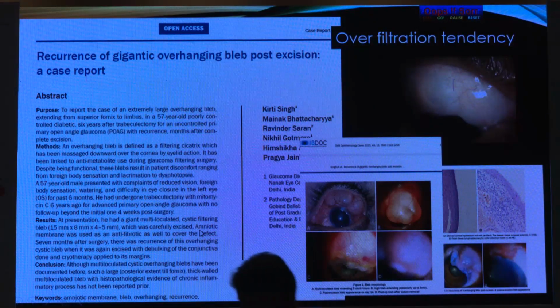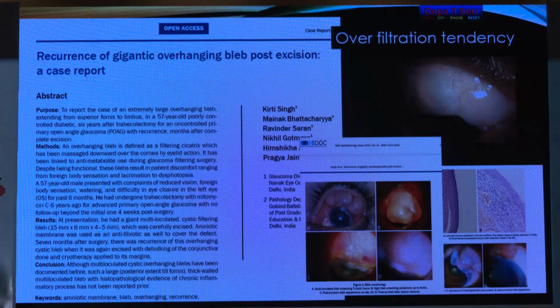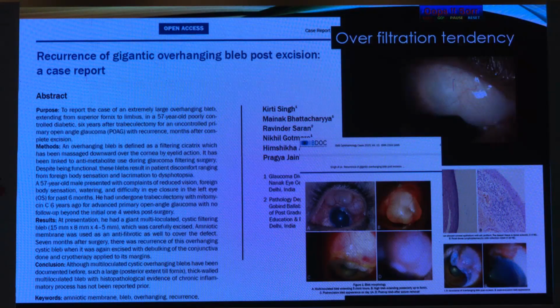And last but not least, there is a tendency to overfiltration. This patient of overfiltering bleb we removed twice, and it just kept recurring because this patient had a tendency, so very rarely you have that.